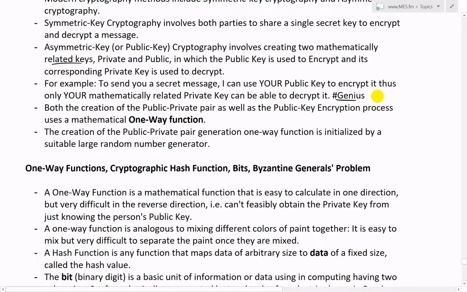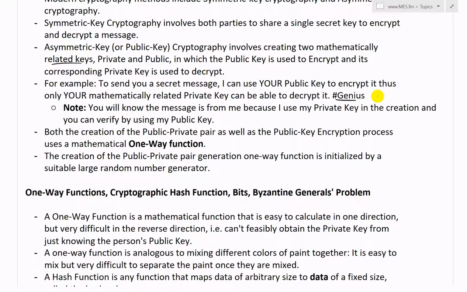Genius. And also note, you will know that the message is from me because I use my private key in the creation of that encrypted message, and you can verify by using my public key and ensure that it is working. So you'll know it's from me.